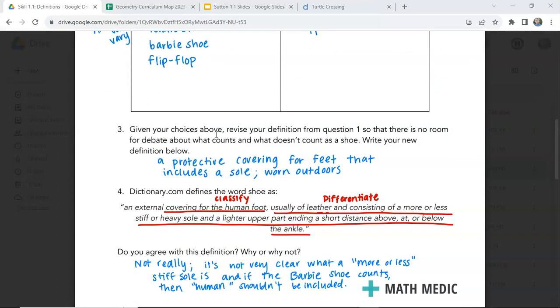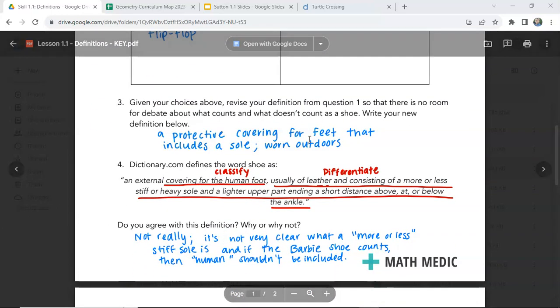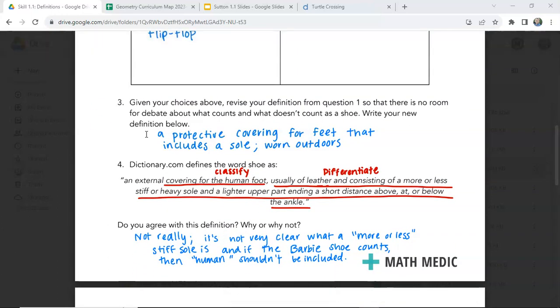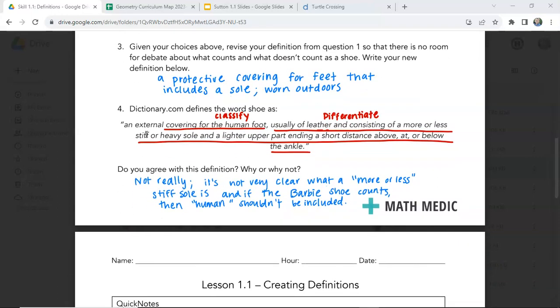So given your choices above, revise your definition from question 1 so that there is no room for debate about what counts and what doesn't count as a shoe, right? Because a sock fits in with this definition that we came up with, but we know socks aren't shoes. So let's say it's a protective covering for feet that includes a sole and is worn outdoors. So that should hopefully clarify some things.